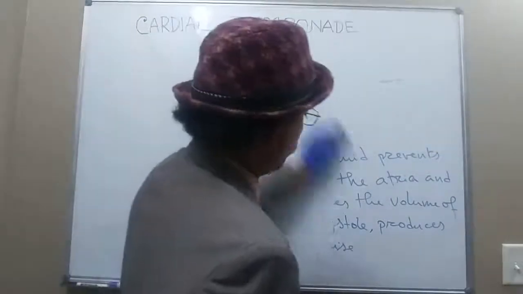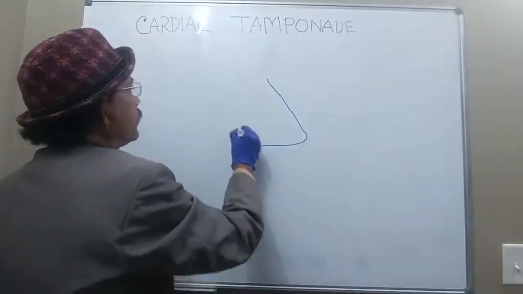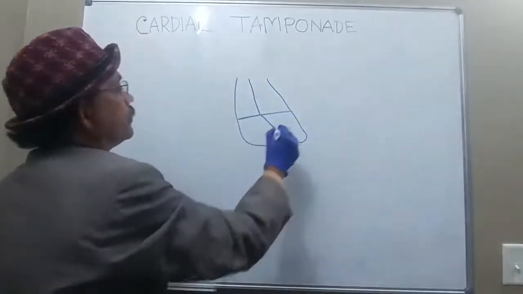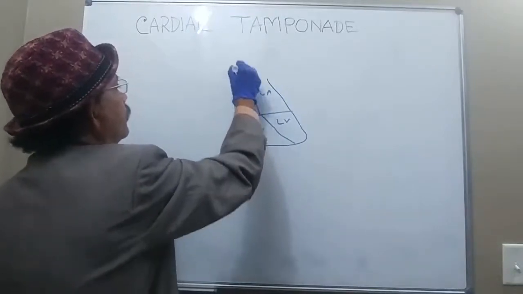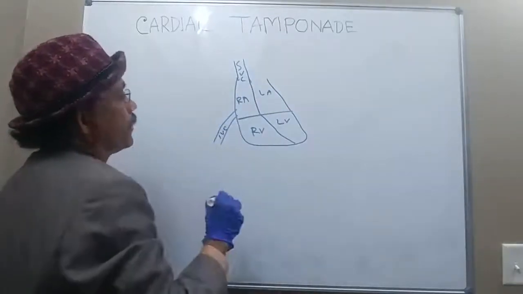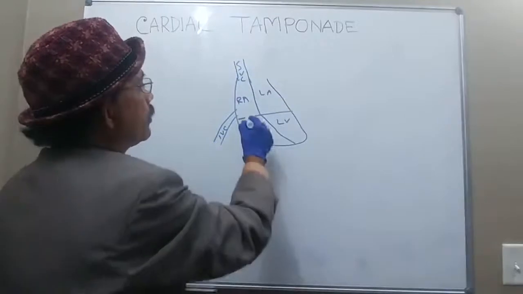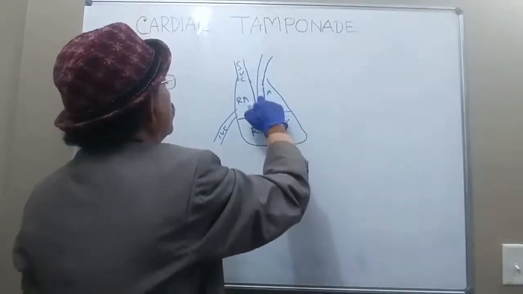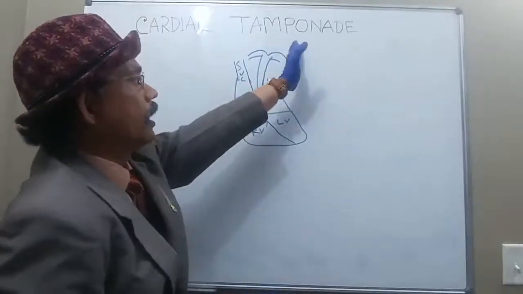To understand some of the anatomy related to cardiac tamponade, our heart has the atria and the ventricles: the left ventricle, right ventricle, left atrium, right atrium. It receives the superior vena cava and the inferior vena cava, SVC and IVC. Blood is collected in the right atrium, goes to the right ventricle through the tricuspid valve. From the right ventricle, blood comes out through the pulmonary trunk and goes to the lung.